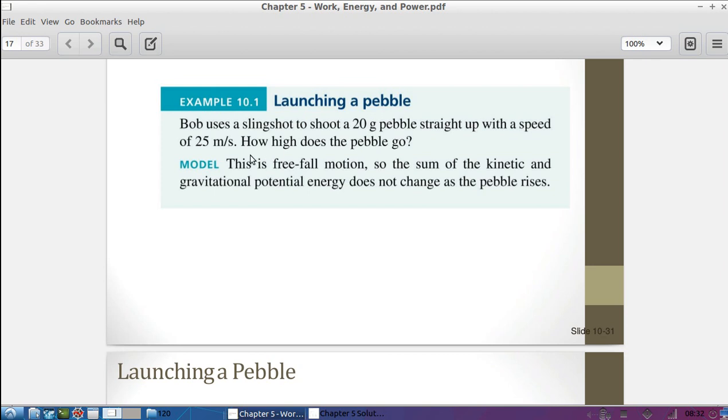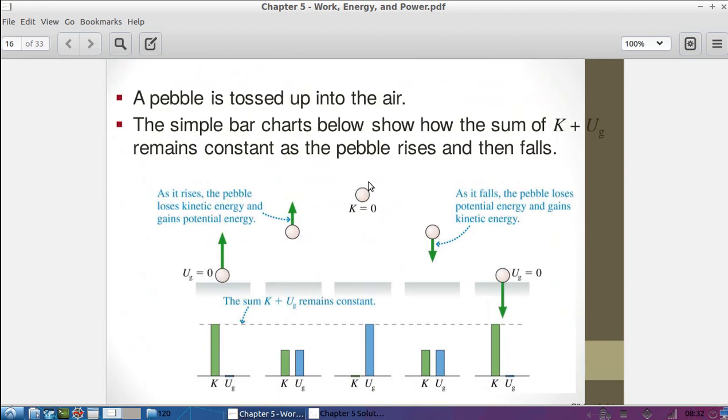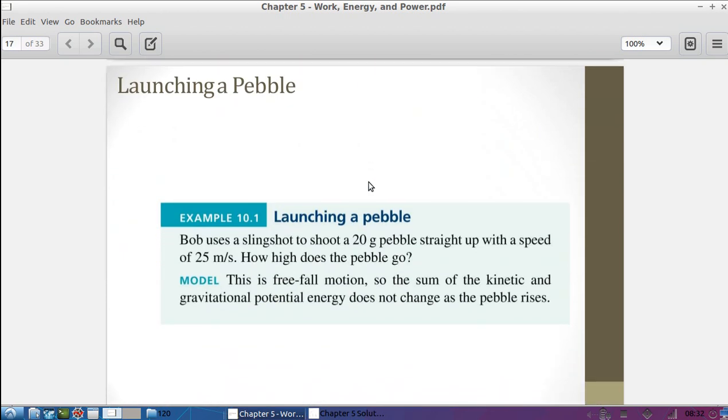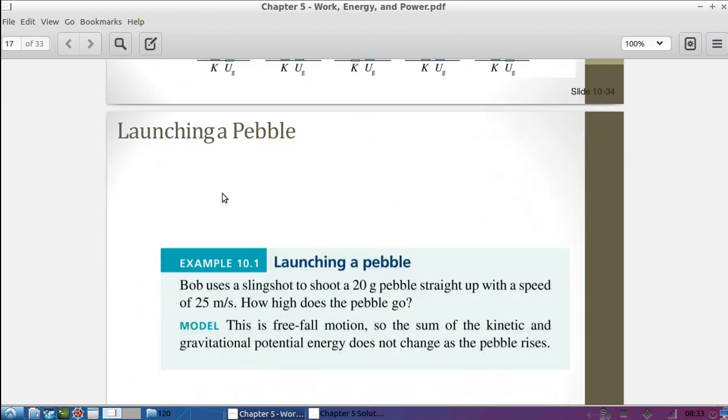So we're looking for max height. It's given an initial velocity. But what I'm going to say is this is an isolated system, and I'm going to use energy concepts to find the max height. Just like this situation here, a pebble is being launched with an initial velocity, we'll say from the surface of the Earth. Bob is standing on the surface of the Earth. Wherever the pebble is launched from is my zero potential energy position.